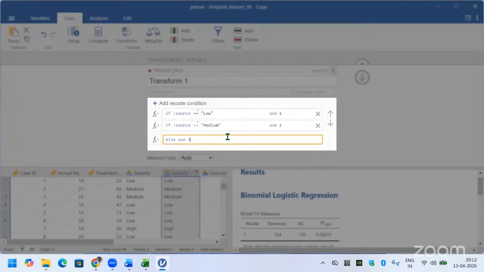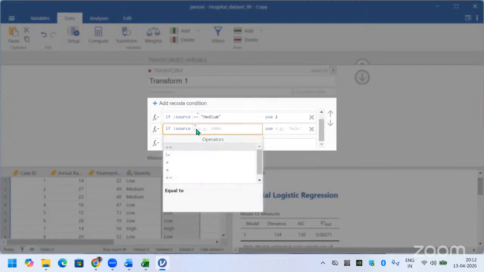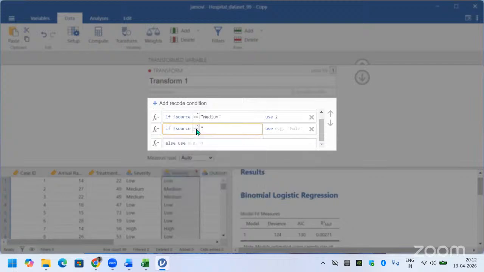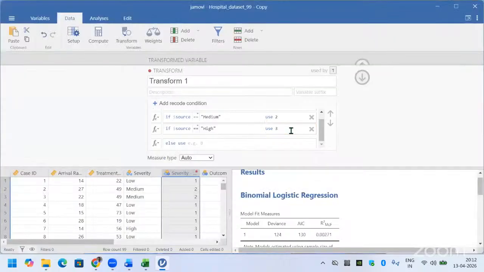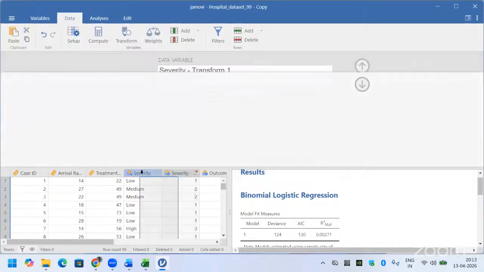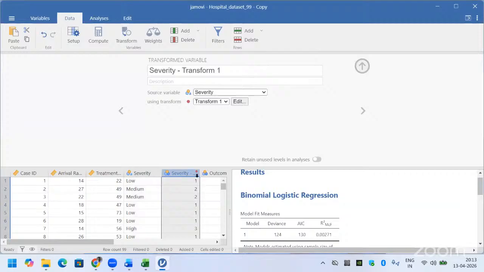But it is always better practice to add a new recode condition for double equals, open that one, and high. So even if a small spelling mistake happens, it will make an error, and we'll see whether we get that error, or I can simply take that off. Once I click that, I think there is no error. And you can see there is a small red dot on top of severity. That red dot is related to this dot here.